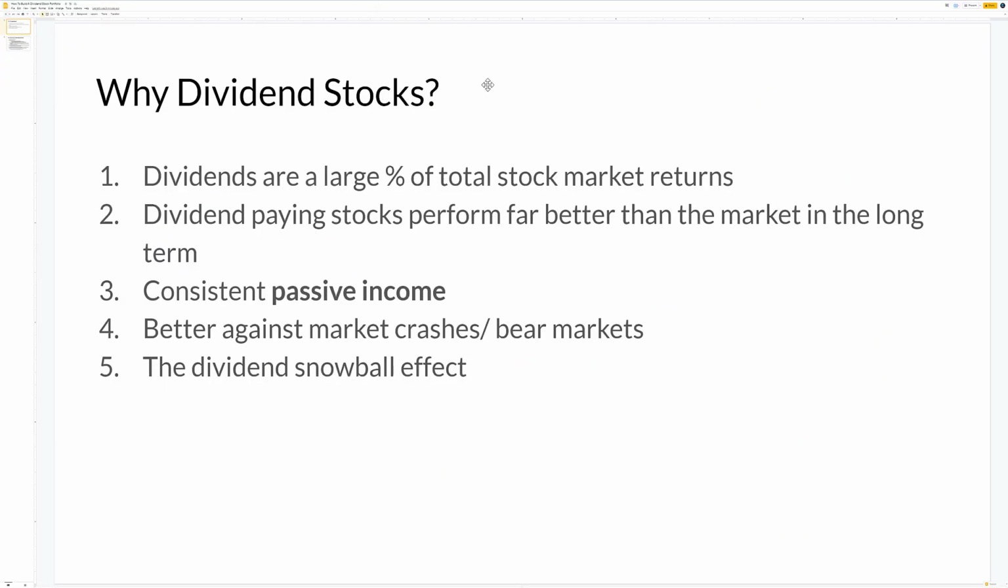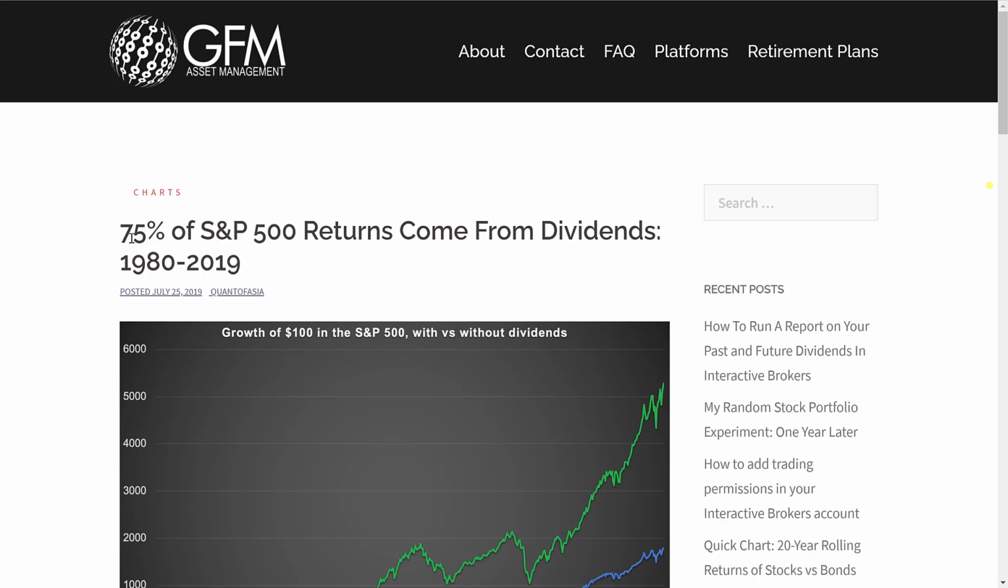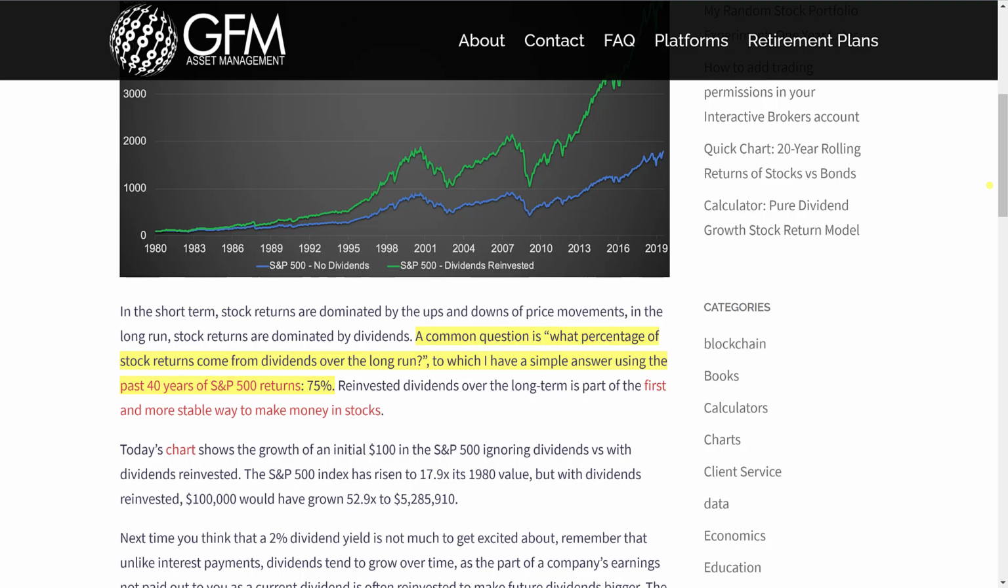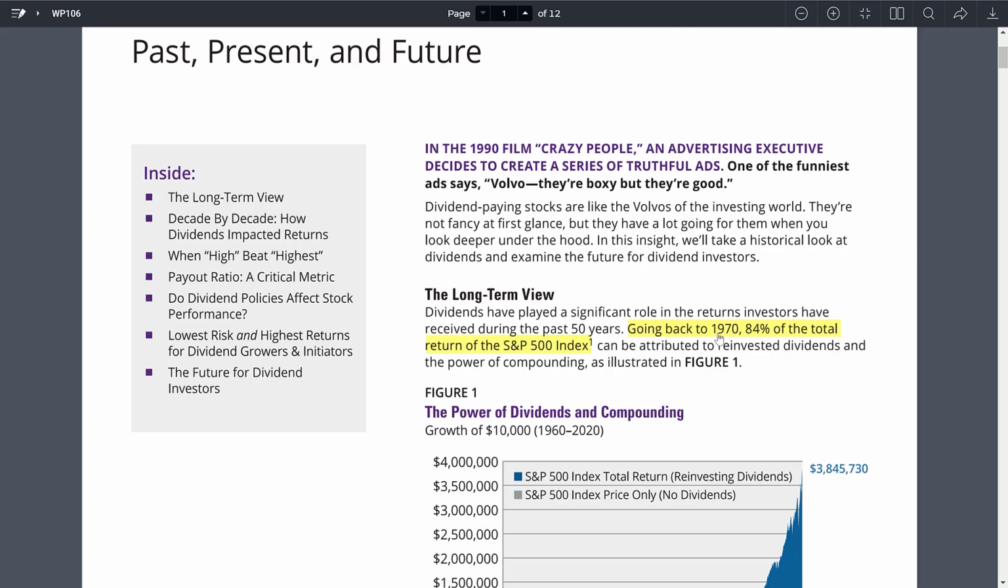So first off, why dividend stocks? Well, if you look at the total market returns of the past 50, 40 years, dividends are a large percent of the total stock market returns. Ever since 1980, 75% of the S&P 500 returns have come from dividends. So that's massive. Check this out. Going back to 1970, 84% of the total return of the S&P 500 index can be attributed to reinvested dividends and the power of compounding.